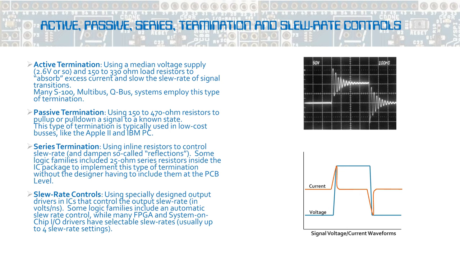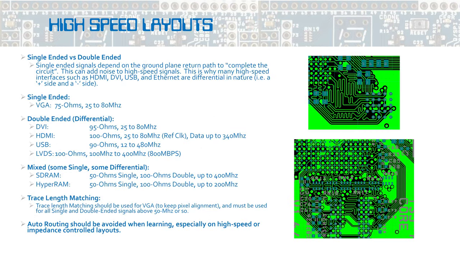Okay, moving on. I'm going to try to leave time for questions, so I'm going to start speeding through some things. All right, so single-ended versus double-ended signals. Everybody knows VGA is single-ended. That's fine. Double-ended, or differential, is DVI, HDMI, USB, LVDS, and all double-ended means is it's got a positive and negative. It's basically trying to remove the common mode noise from the signal by giving you both a positive and negative version of the same signal.